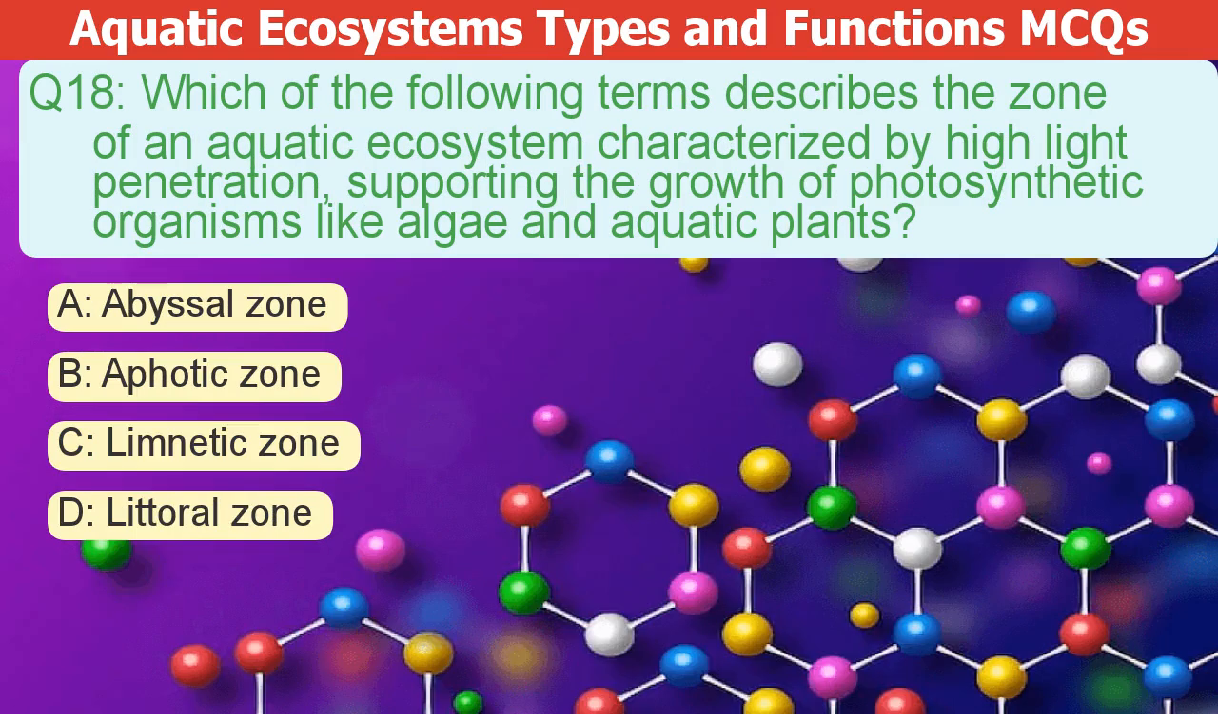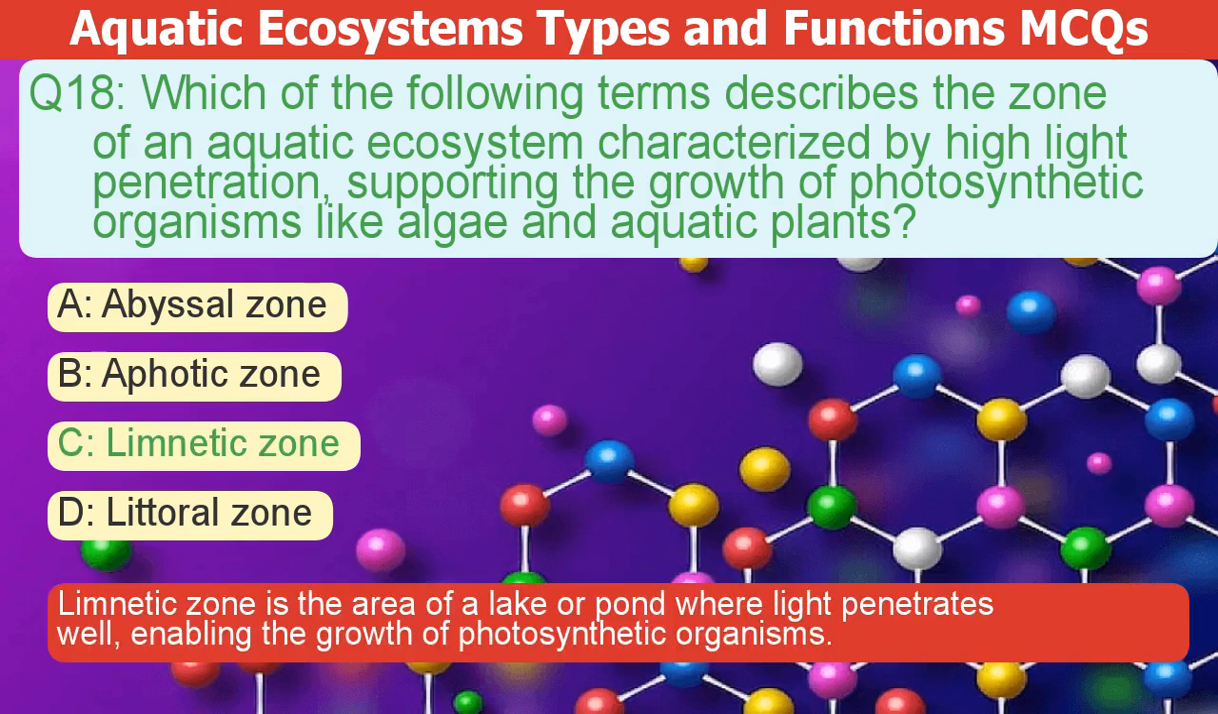Which of the following is a freshwater wetland characterized by slow-moving water and lots of vegetation like cattails and sedges? A. Bog. B. Marsh. C. Fen. D. Swamp. The correct answer is B. Marshes are freshwater wetlands with slow-moving water and abundant vegetation like cattails and sedges.